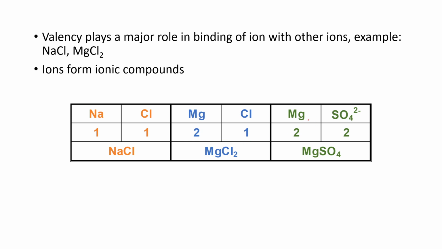Here is MgSO4 also, magnesium sulfate. Here the magnesium is going to donate two electrons because magnesium's valency is 2, and sulfate's valency is 2. So they come together, leading to the formation of MgSO4. Ions form ionic compounds. These all are ions, hence after binding with each other, there is a formation of ionic compounds.